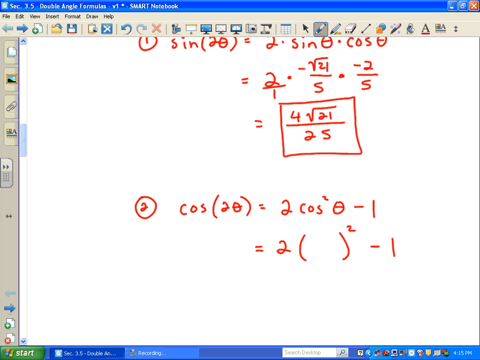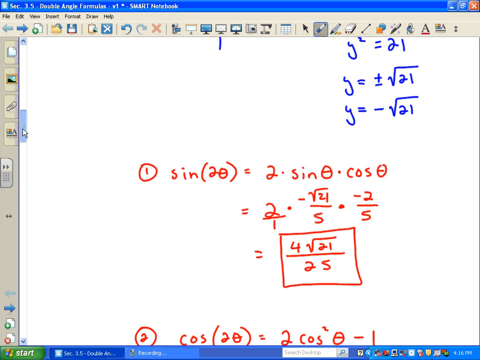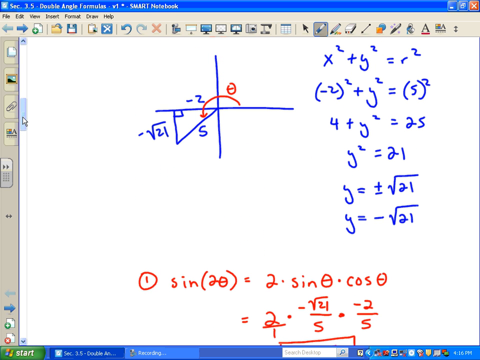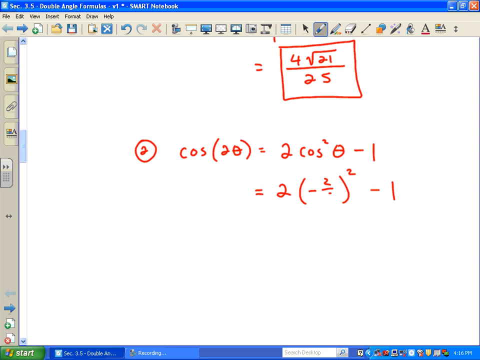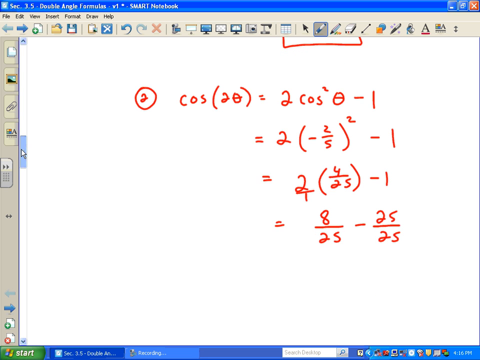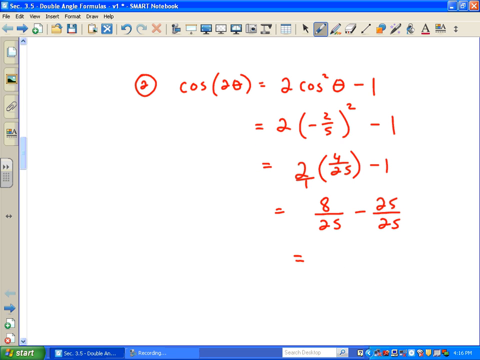we'll subtract off 1. From above, cosine of theta, we can see from looking at our graph, cosine is negative 2 over 5. And so we'll put negative 2 over 5 in place of cosine theta. Okay, now we have to square first, so this would be 2 times 4 over 25, and then minus 1. We'll go ahead and multiply our fractions. We'll have 8 over 25 minus, and instead of saying 1, I know I need a common denominator, so I'll write 1 as 25 over 25. Alright, 8 minus 25 is negative 17 over 25.